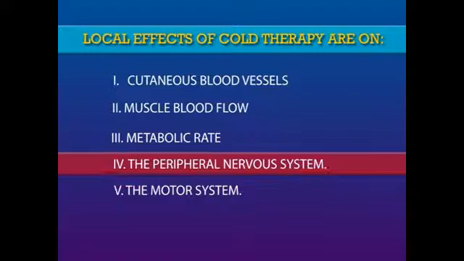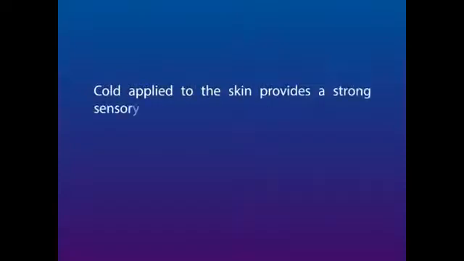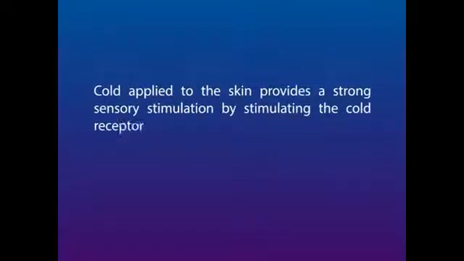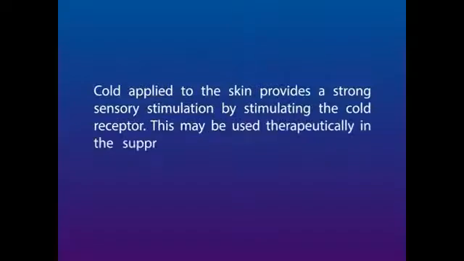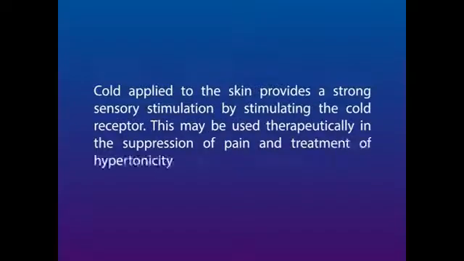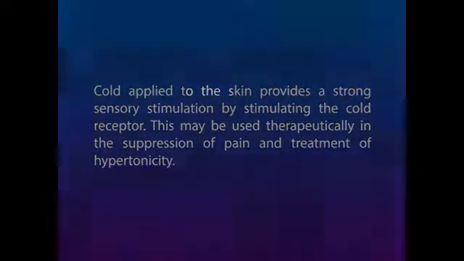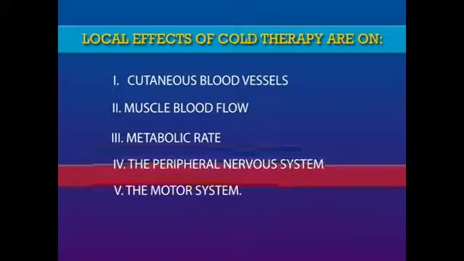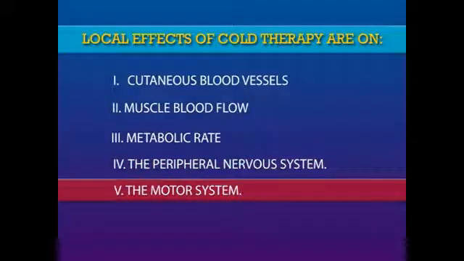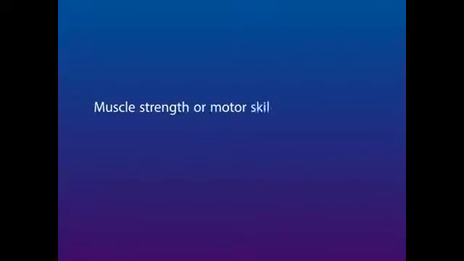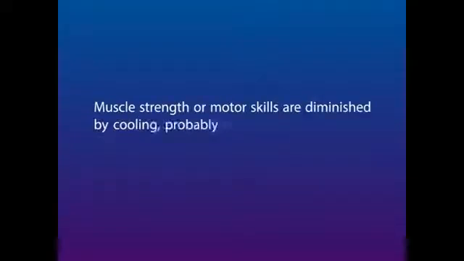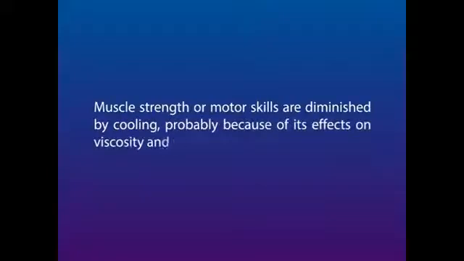And the fourth one is the peripheral nervous system. Cold applied to the skin provides a strong sensory stimulation by stimulating the cold receptors. This may be used therapeutically in the suppression of pain and treatment of hypertonicity. If the cold is sufficiently intense, it reduces the conduction velocity of peripheral nerves. And the fifth one is on the motor system. Muscle strength and motor skills are diminished by cooling, probably because of its effect on viscosity and metabolic rate.